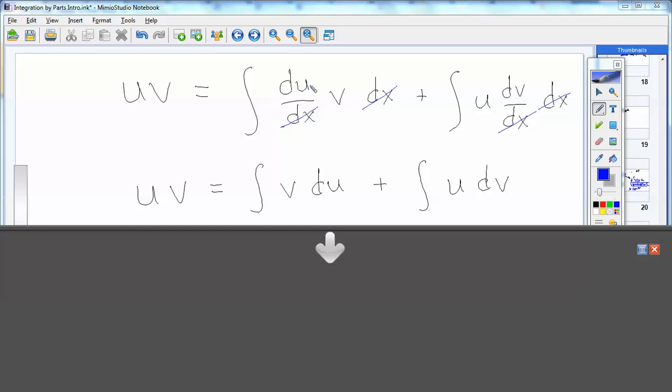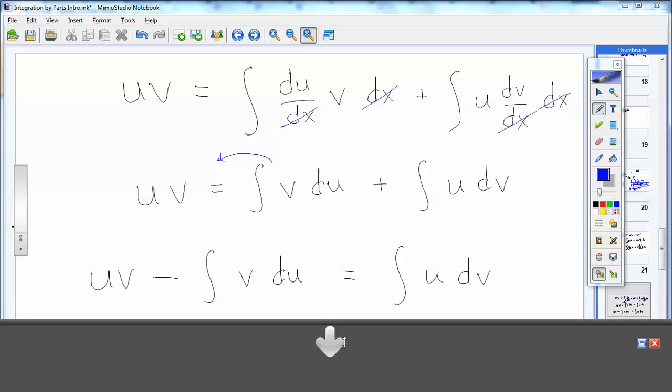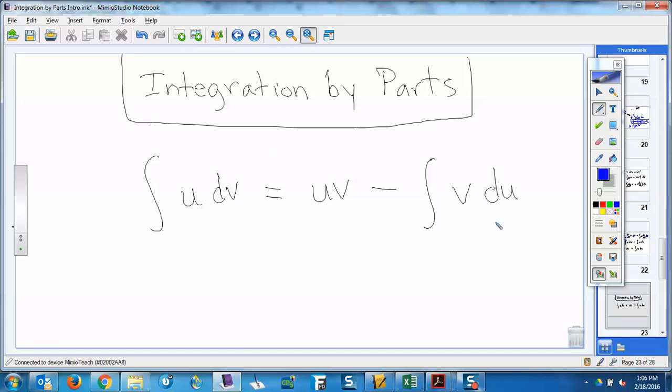Now on this one I have the du in front of the v, so I want to move it to the end. That's where the du's, the dv's, the dx's always go. So we end up with this statement right here. Now what I'm going to do is just subtract this one over to this side. So I now have uv minus the integral of v du is equal to the integral of u dv. All right, now I'm going to flip that around. I'm just going to switch sides. I'm going to move this over to the left side, and this over to the right side. And that's going to give me my final formula right there.